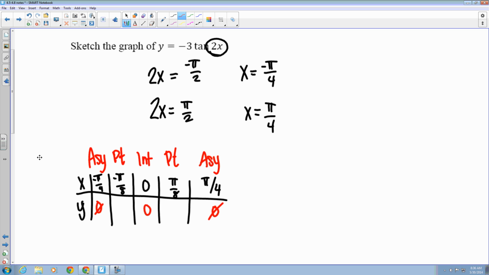And the points are going to be the amplitude, that number in front, which is 3. This time we need to be careful, though, because remember, tangent's always increasing. So the first one should be negative, the second one should be positive. But that negative in front flips it over, which means instead of going from negative to positive, we're going to go from positive to negative. So this should be +3 and -3.